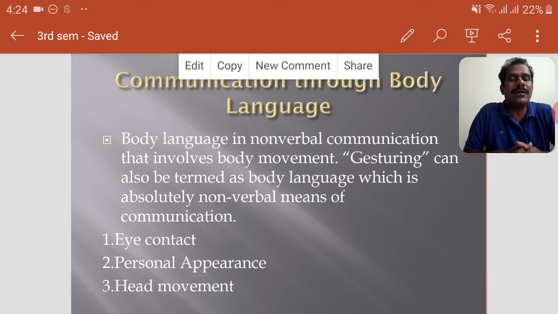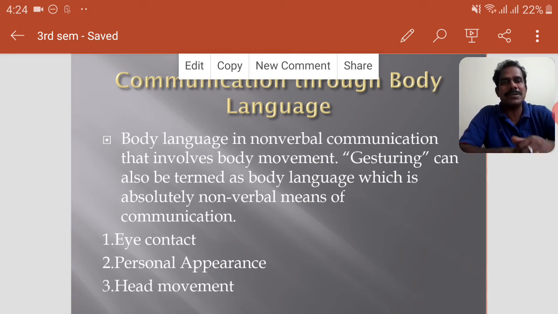So eye contact is also very, very important in body language. If you're looking one side and speaking to the other side, without having eye contact with a person, that is not fruitful. Your communication is not fruitful in non-verbal communication.